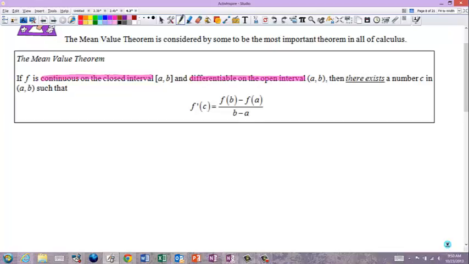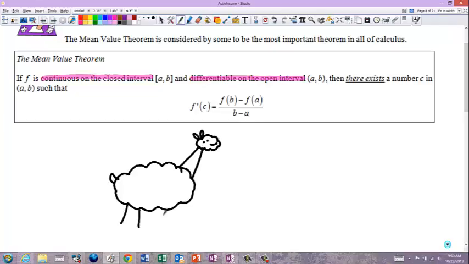This is what we call, last year it was a goat. I think I want it to be a sheep again. Only he's mean. Let's give him some eyebrows. He's mean. He's the mean value goat. Sheep.